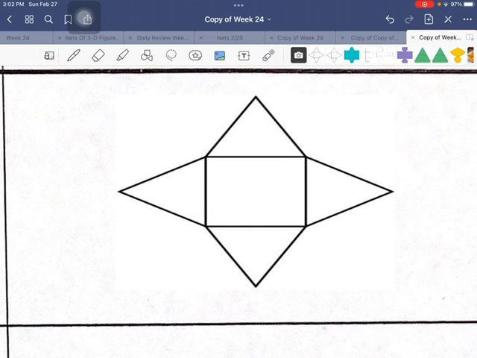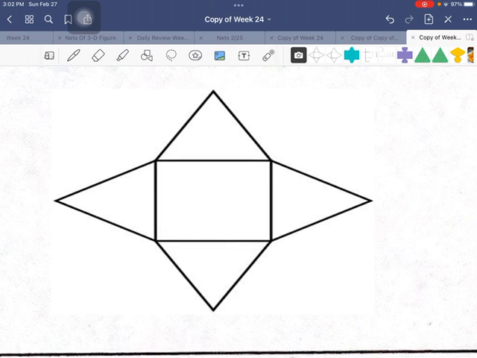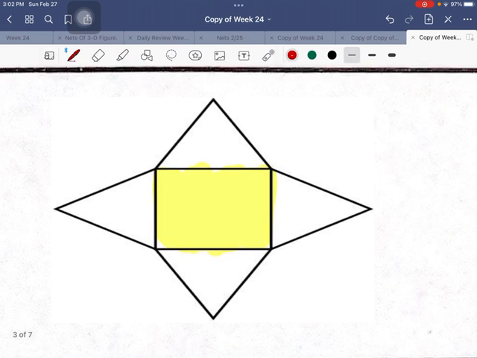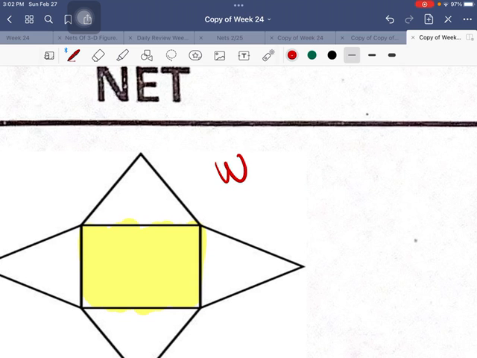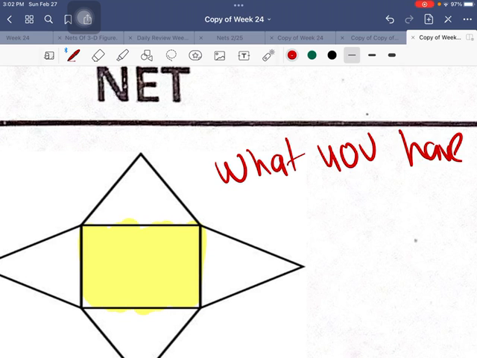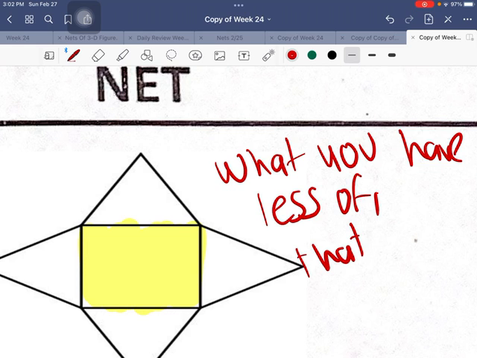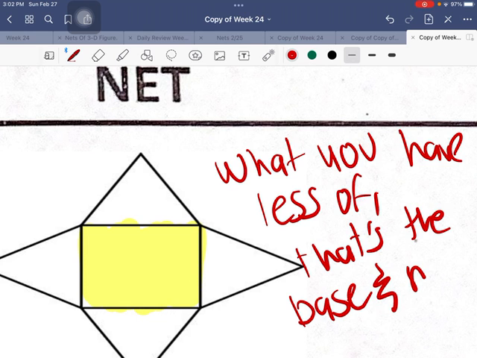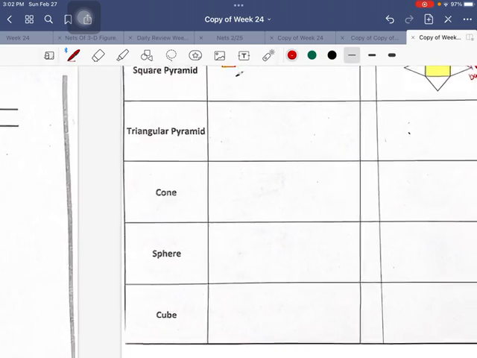4 triangles and the square. But which one's the base? The triangles or the square? The square. Why is that one the base? Hopefully you can answer with the same thing I've been saying. What you have less of, that's the base and name. Triangular pyramid.